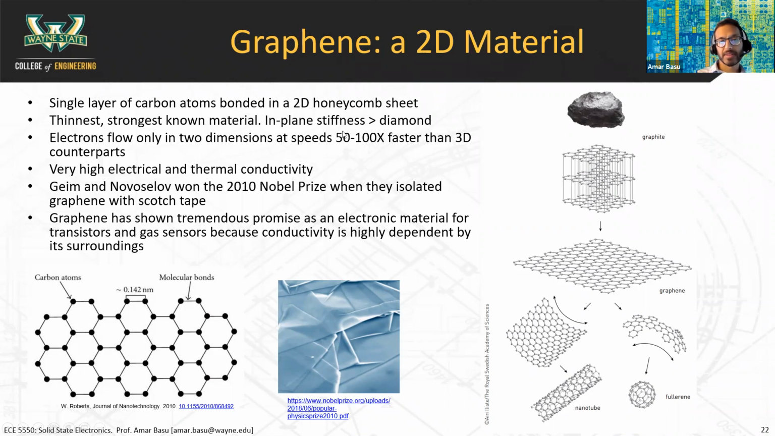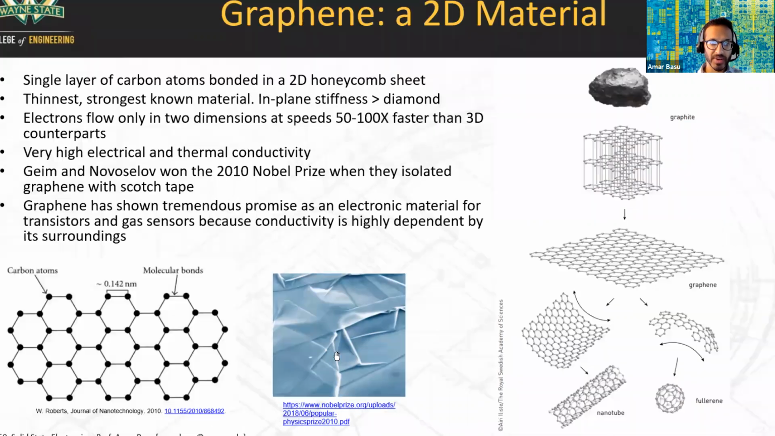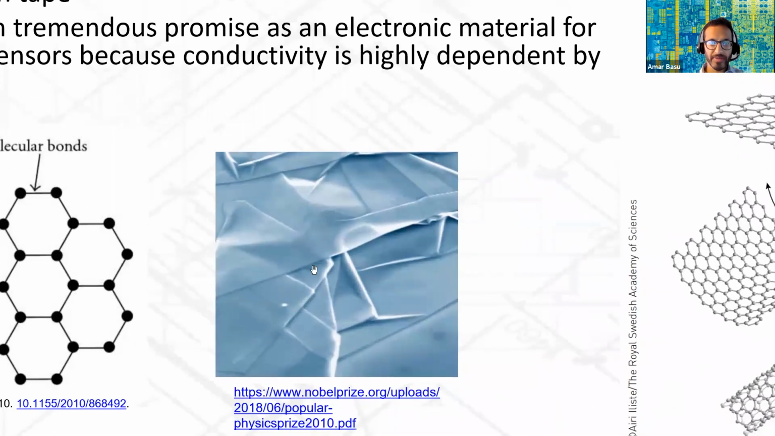The in-plane stiffness is more than diamond. So if you imagine a single layer of atoms, it turns out that the bonds within that single layer of atoms are extremely strong. And the in-plane stiffness happens to be greater than diamond. Now, the out-of-plane stiffness is not that strong. You can see that, that's the fascinating thing about it. You can see in this picture here that with graphene, you can actually fold it. You can fold it and bend it.